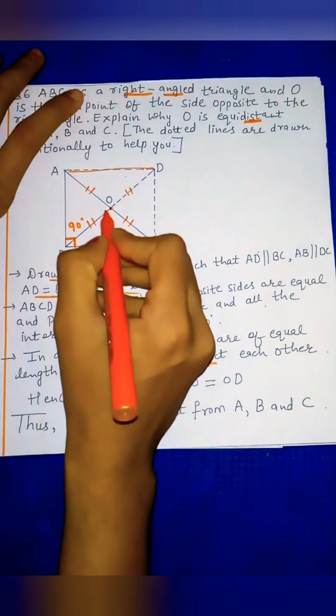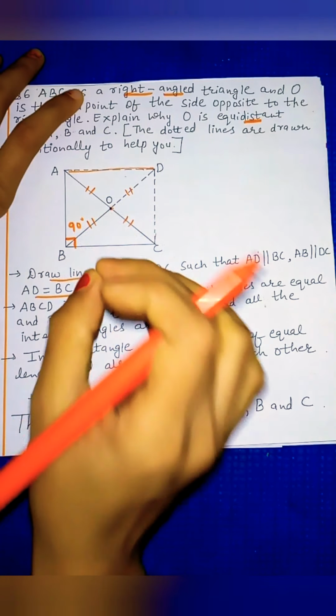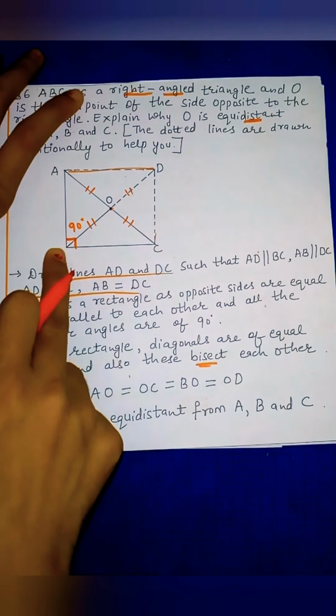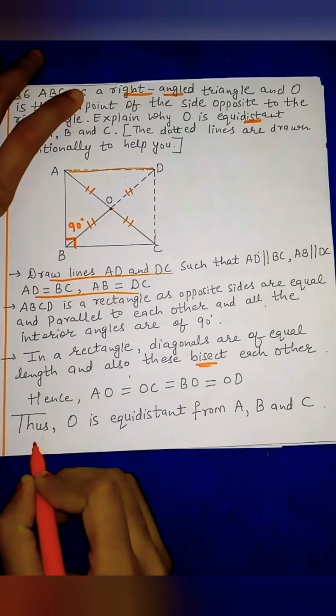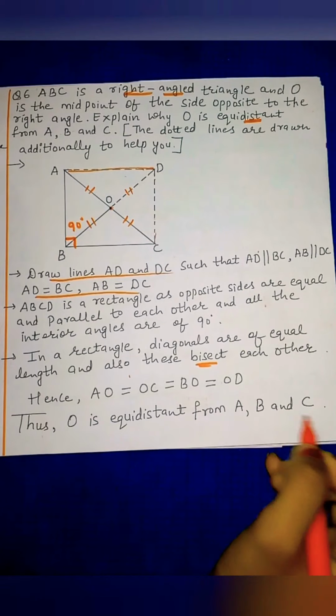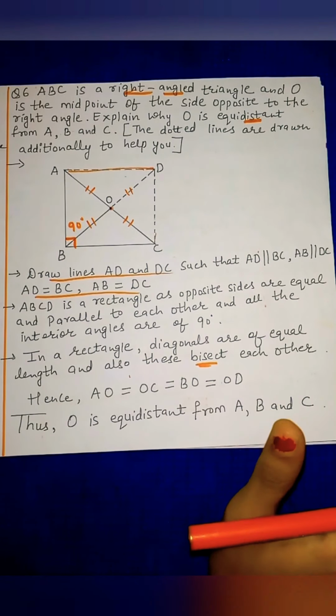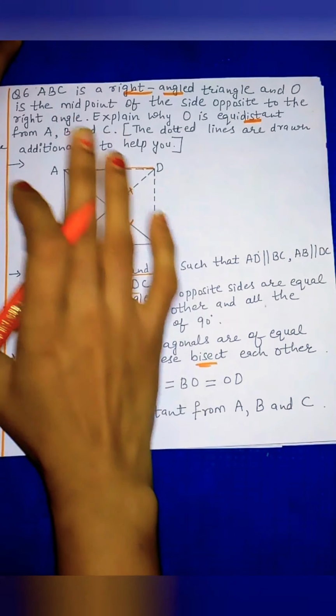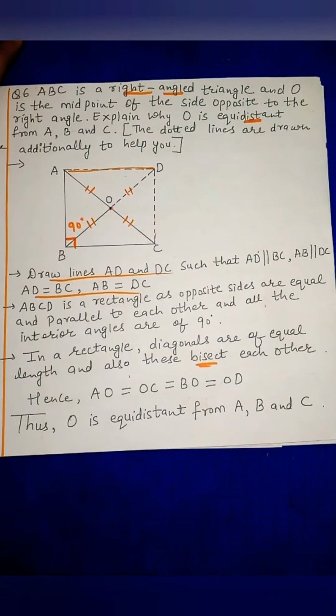It means that this point O is at equal distance from A, from B and from C. So hence O is equidistant from A, B and C. Hope you understood. This was question number 6 of exercise 3.4.